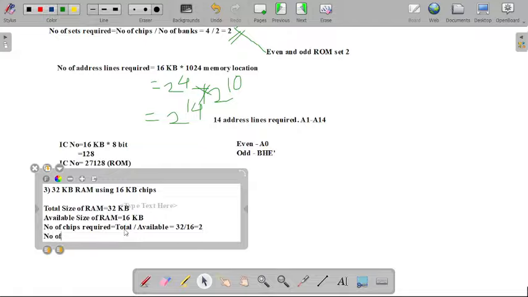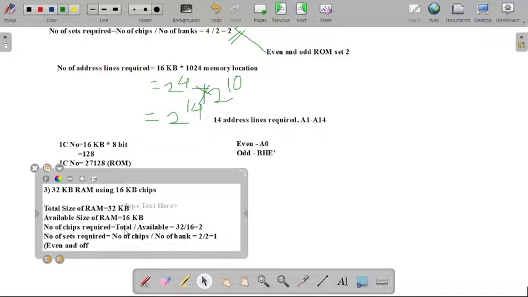Now we are identifying the number of sets required. In this example, there are 2 chips we got from the previous calculation. So I'm writing here number of chips divided by number of banks. We have 2 types of banks, even memory bank and odd memory bank. The number of chips is equal to 2 and the number of banks is equal to 2, and we got the answer 1. So one set of RAM and ROM will be available, that is even and odd, set 1.